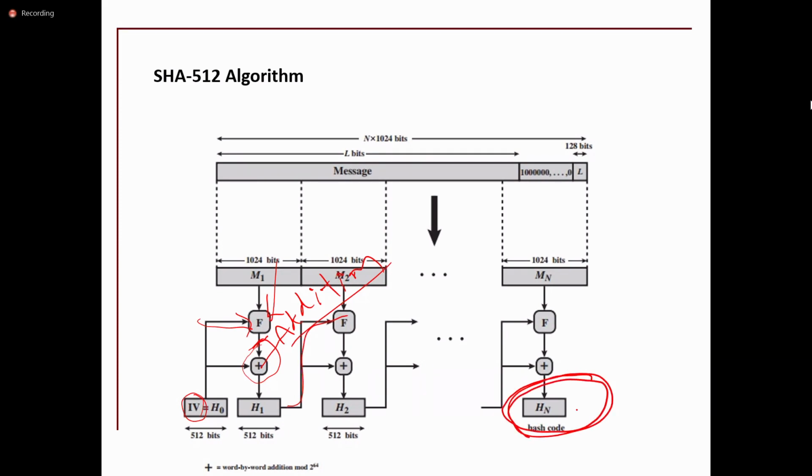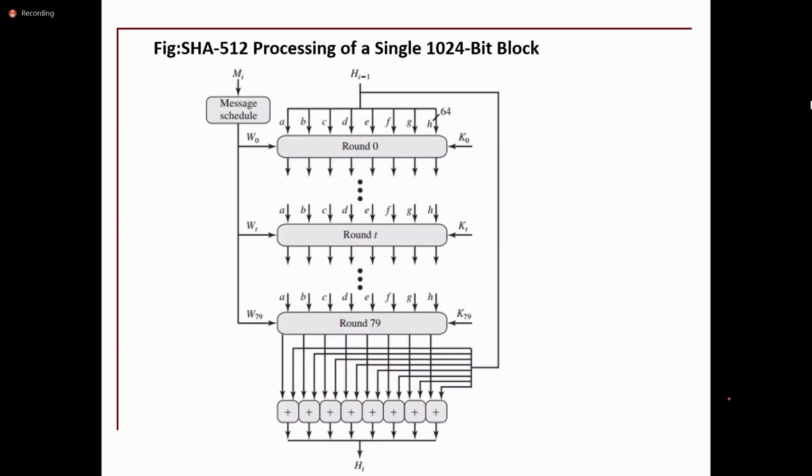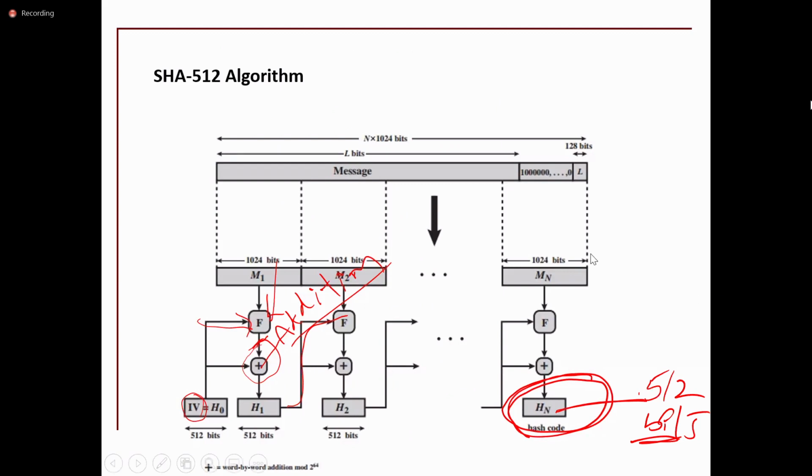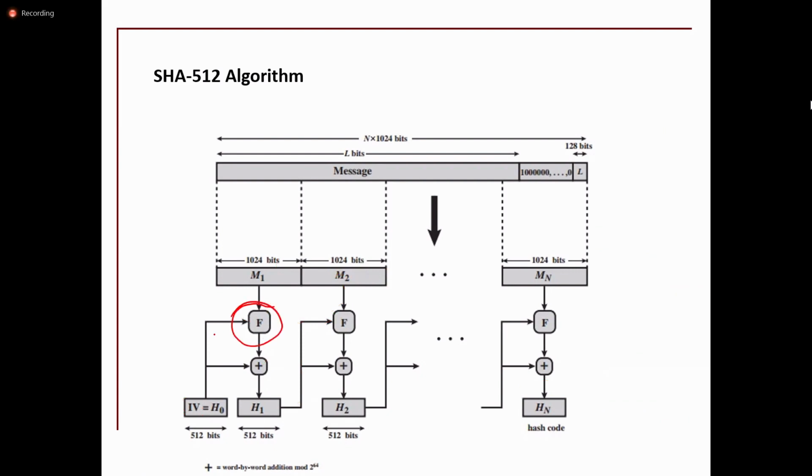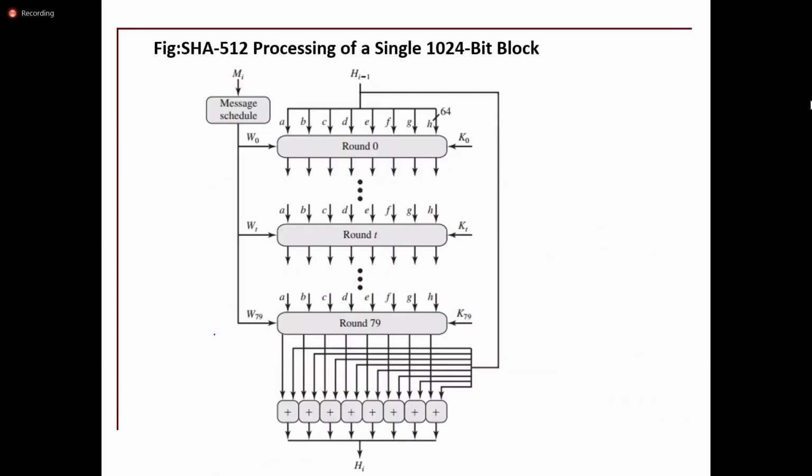That is the output. So what is the length of this Hn? The length is 512 bits. So here, how the round function is going to be performed. This one is the entire block diagram of the SHA-512 algorithm. So how will the round function be applied? This is a diagram for the round function.